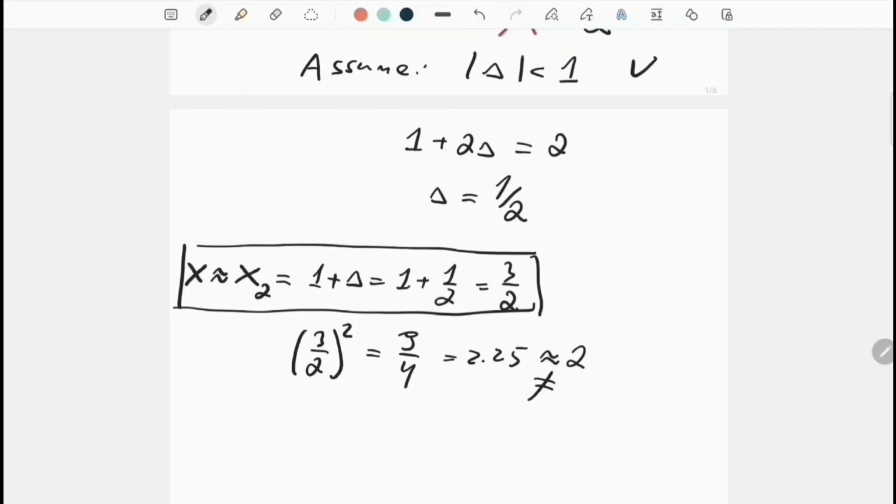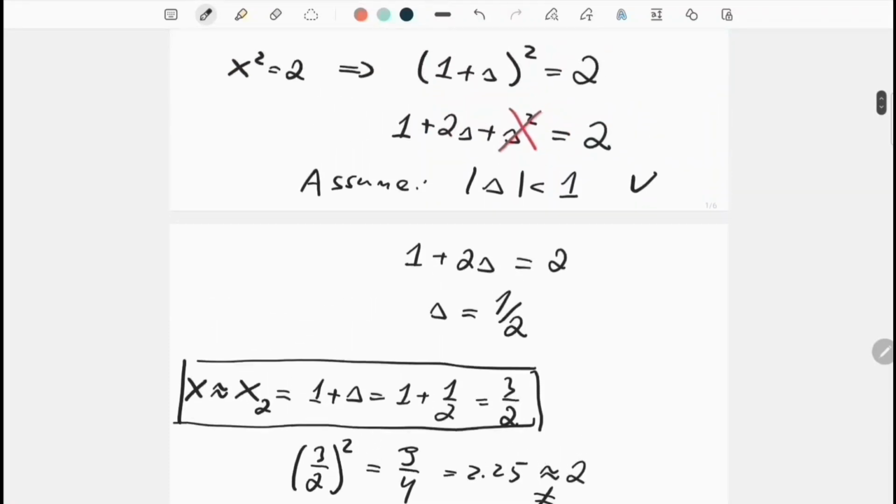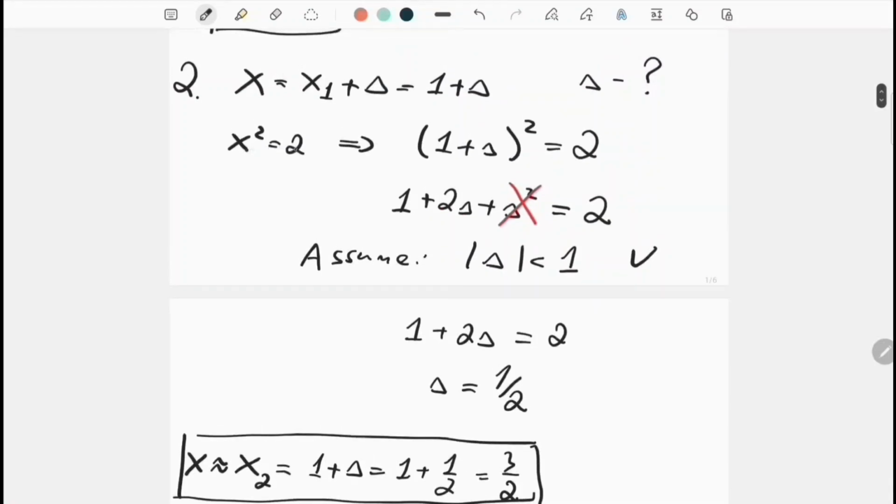And you might wonder why we ended up finding not an exact solution. The reason is that instead of solving the exact x squared equals 2, or 1 plus 2 delta plus delta squared equals 2 equation, we dropped the delta squared term on the left side of that equation, which is indeed a quite small term. It is 1 over 4 in our case, but still it is not 0. And therefore we ended up finding only an approximate solution.